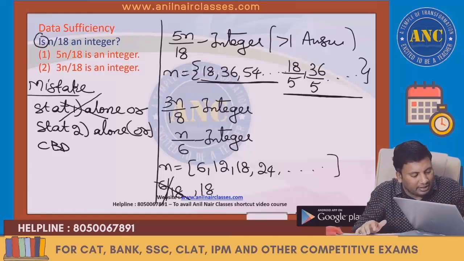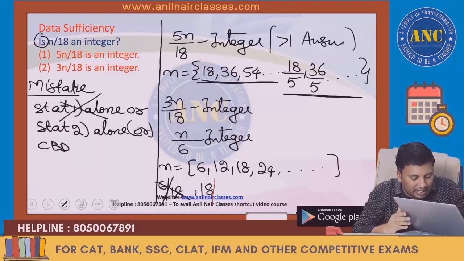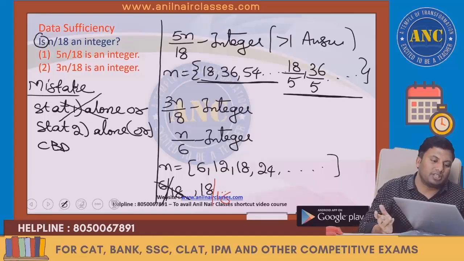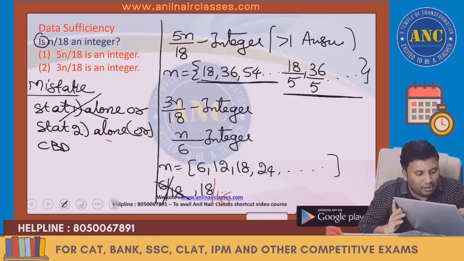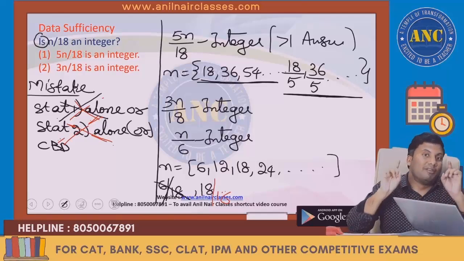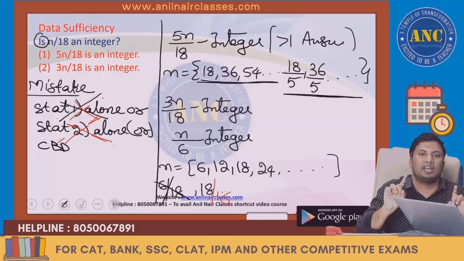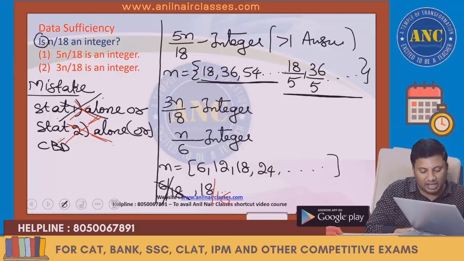18 by 18. It is an integer. Sometimes yes, sometimes no. Statement 2 alone cannot give you the answer. I hope it is clear. Why statement 1 alone and statement 2 alone is not the answer, right? Again I am repeating, 5n by 18 is an integer does not mean that n is an integer. n can take fractions also.